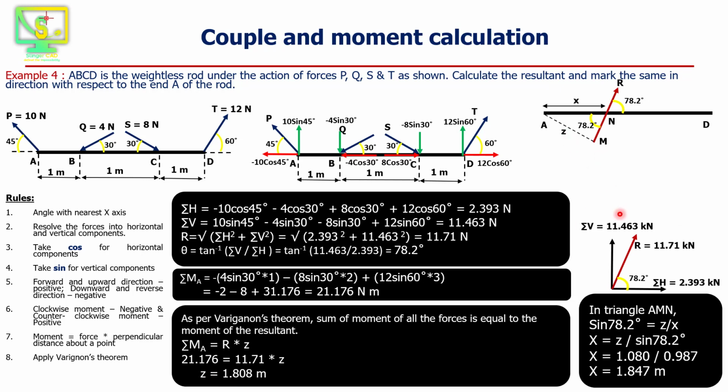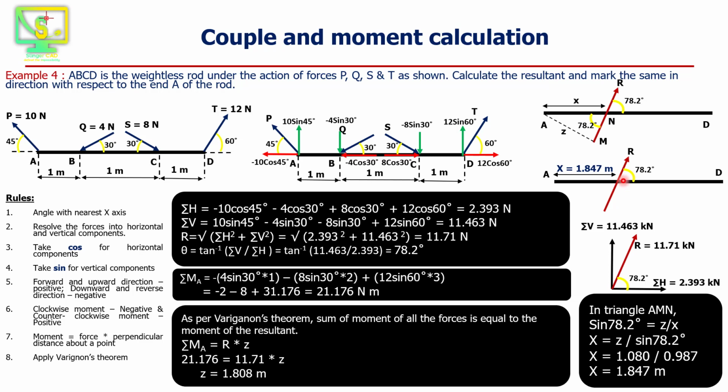Now this forms one triangle. This is 90 degree, and sine 78.2 is equal to Z by X, opposite side by hypotenuse. By this we can calculate the value of X. X is equal to 1.847 meter. So this resultant is acting at an angle of 78.2 degree and at a distance of 1.847 meter from point A.